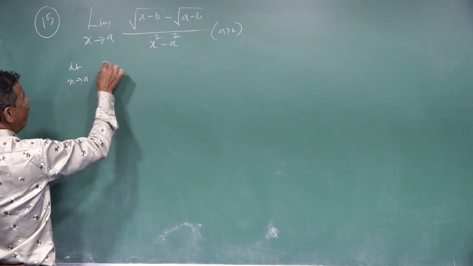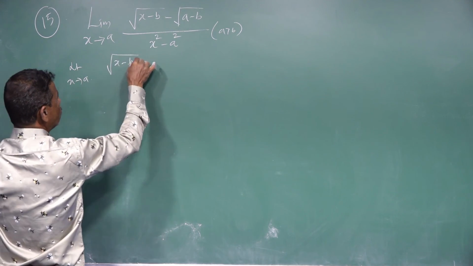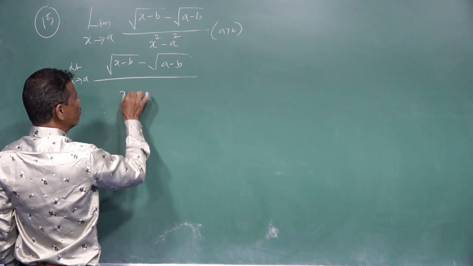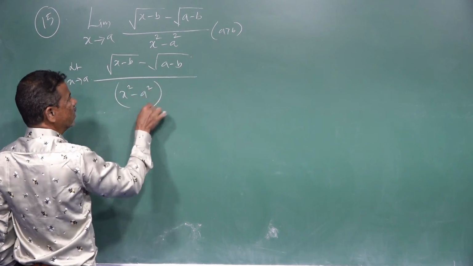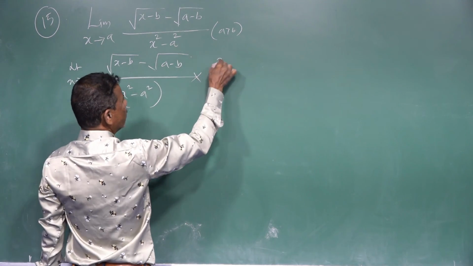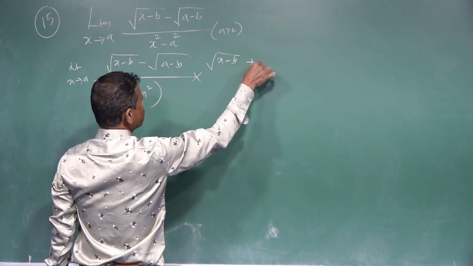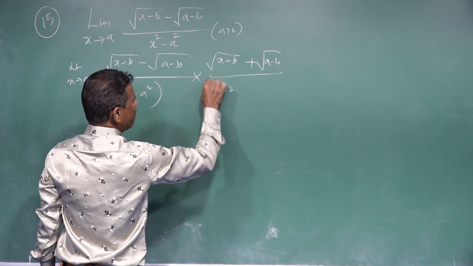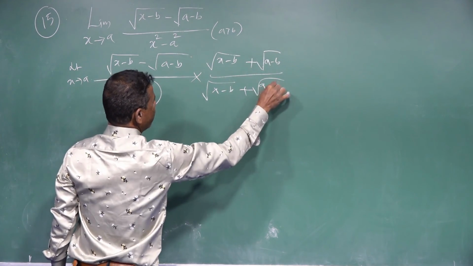Limit x tends to a, root of x minus b minus root of a minus b, by x squared minus a squared, as it is. For this rationalization, consider root of x minus b plus root of a minus b, the same number: root of x minus b plus root of a minus b.